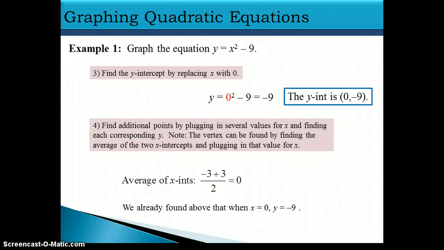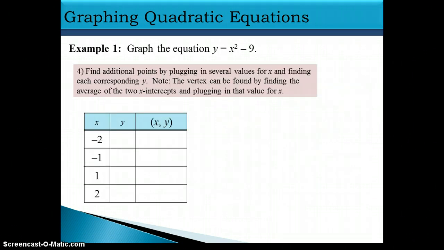Well, we already found above that when x equals 0, y is equal to negative 9. So it just so happens that our vertex is the same point as our y-intercept we already found, 0, negative 9. Now we're going to find some additional points by plugging in a few values for x. So the values that we're going to plug in are negative 2, negative 1, positive 1, and 2.